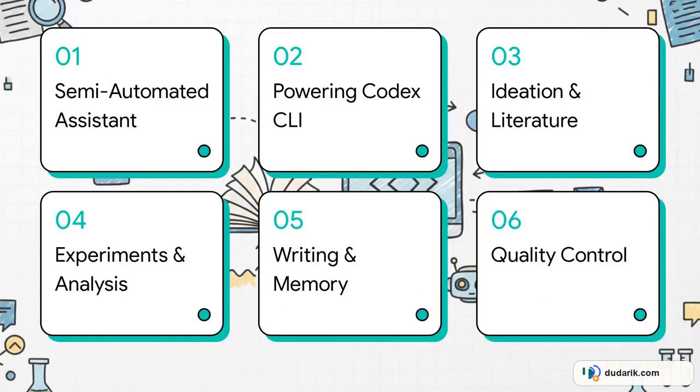We're following a 6-step journey, starting with the semi-automated assistant powering the Codex CLI, moving into ideation and literature review, tackling experiments and robust analysis, managing writing and project memory, and finally, quality control and publication.